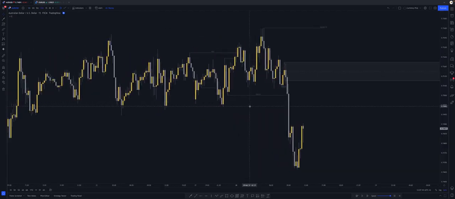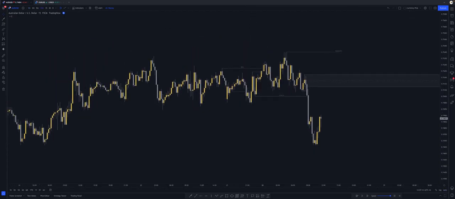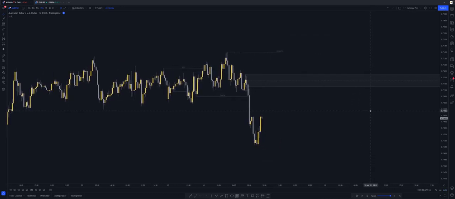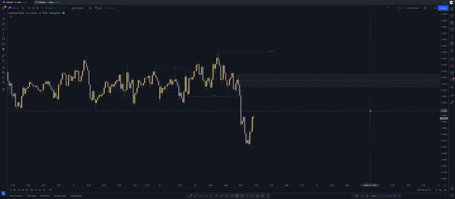For me, I just wanted to mark the higher time frame zone on my own this morning and use the indicator just for the confirmation entry.